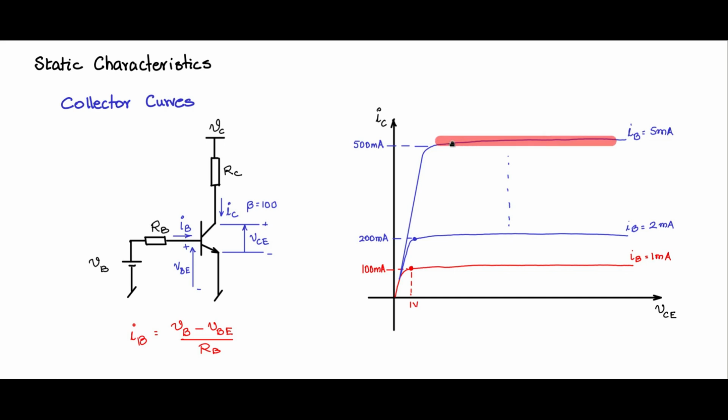Now if you see this almost flat top portion, this is representing the region where the relationship IC equal to beta times IB holds, and that is the normal active region of operation. But this is not what we want. We want to work here.